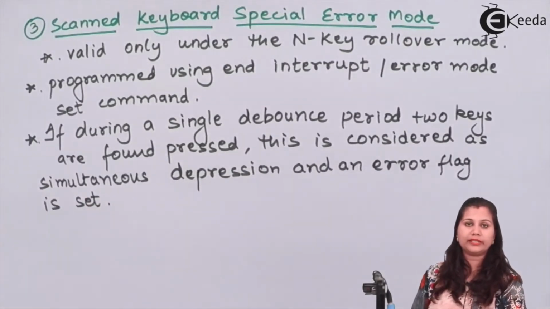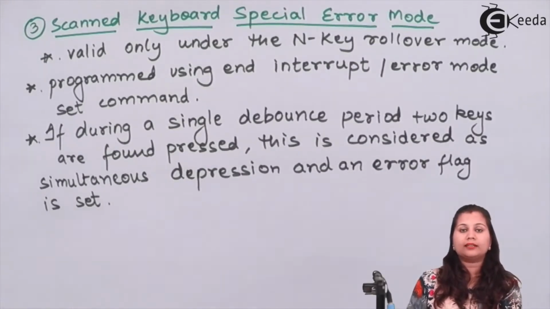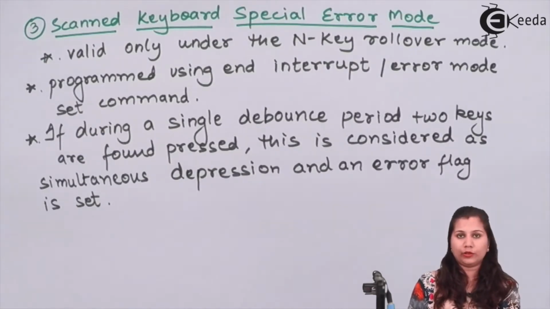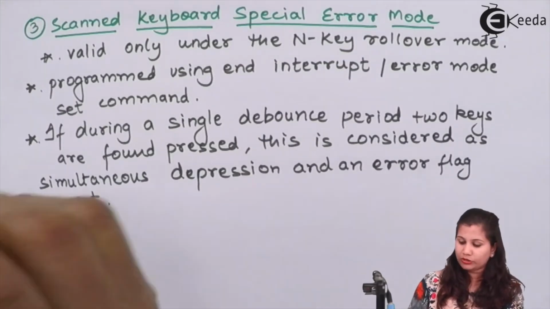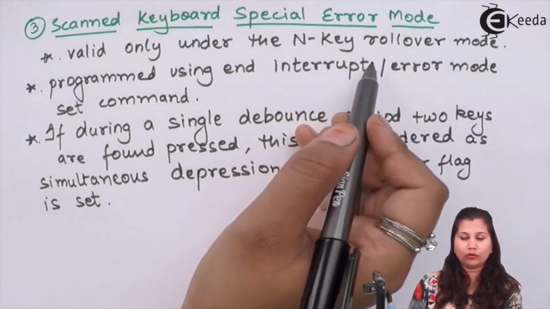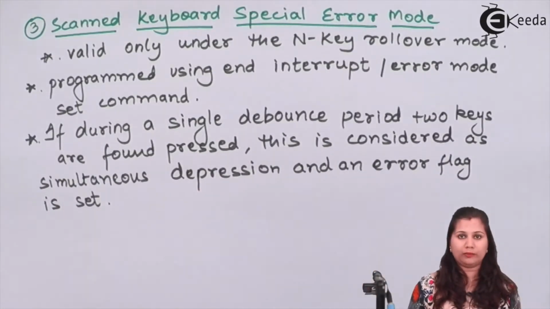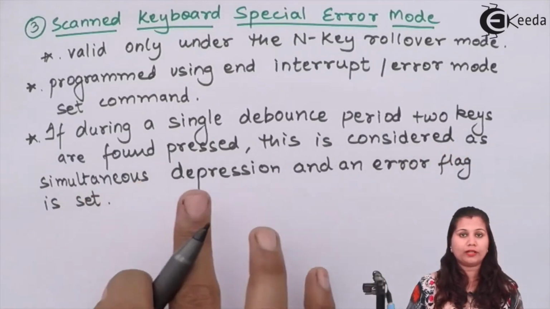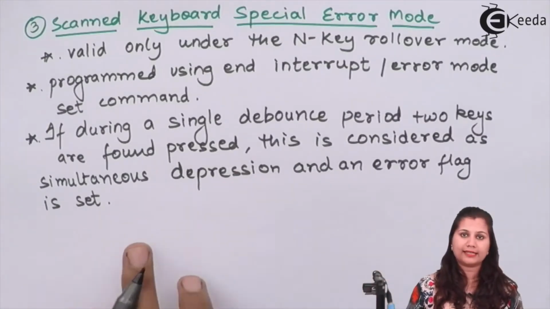In the key rollover mode, we have studied that when more than one key is pressed simultaneously, then the 8279 is going to wait for two keyboard scans and check whether the key is still pressed after the two keyboard scans, and if it is still pressed, then only its code will be stored in the FIFO RAM. Now this special error mode is valid under the N key rollover mode. So here, if during a single debounce period, meaning the two keyboard scans, two keys are found pressed, then this is considered as simultaneous depression and an error flag is set.